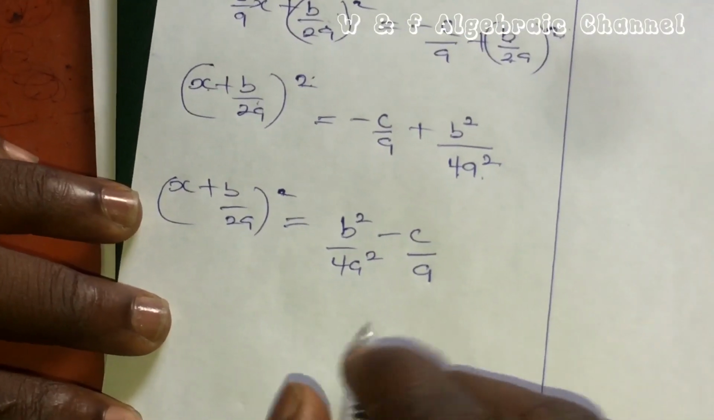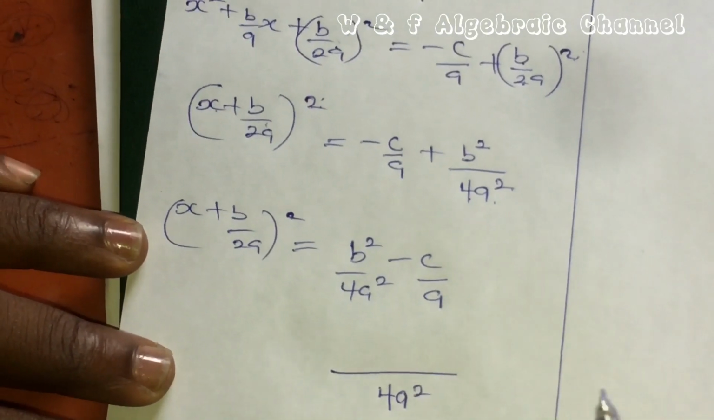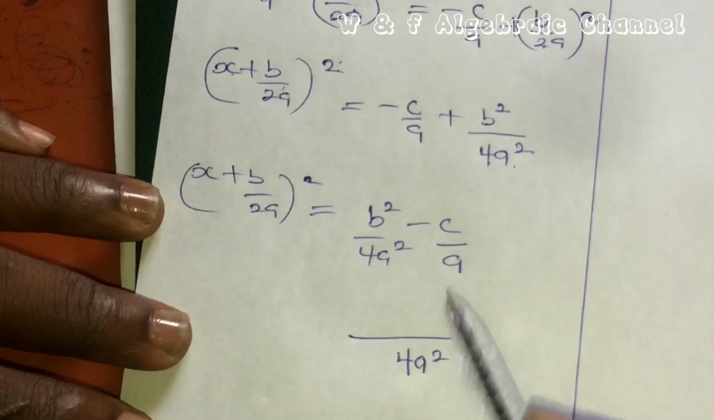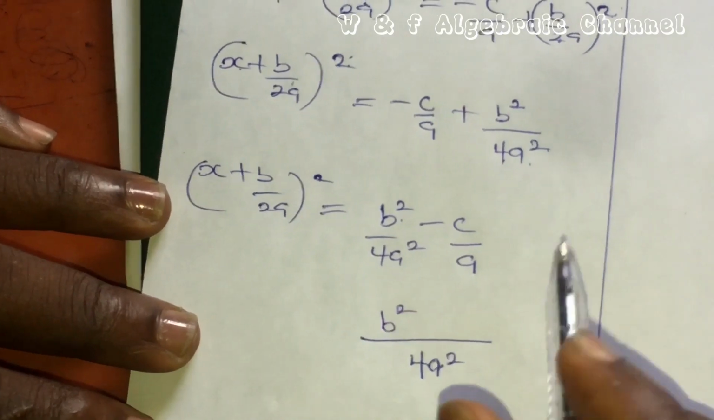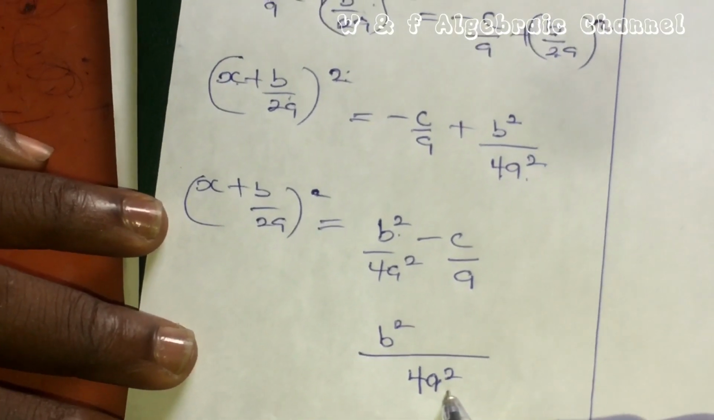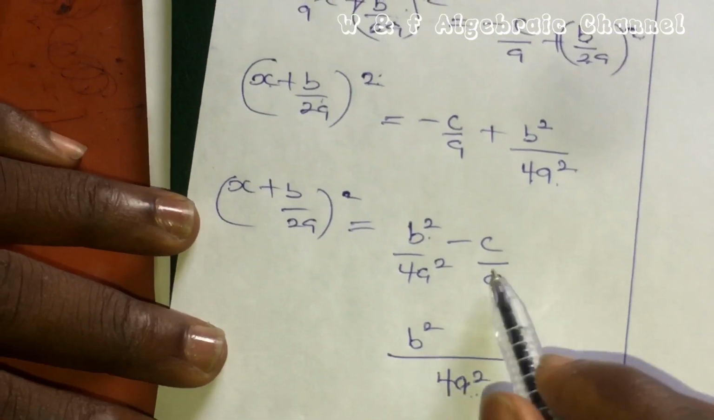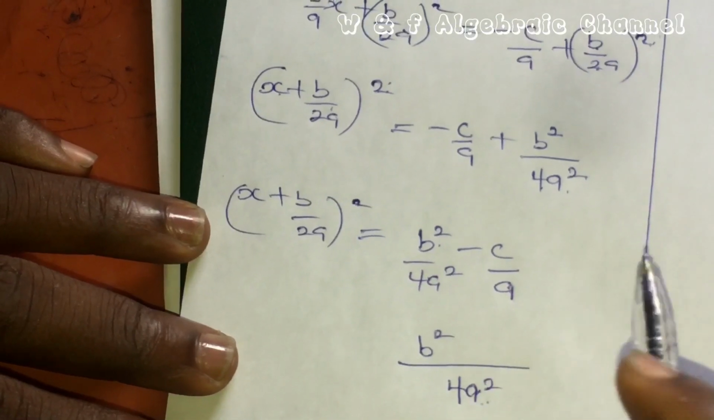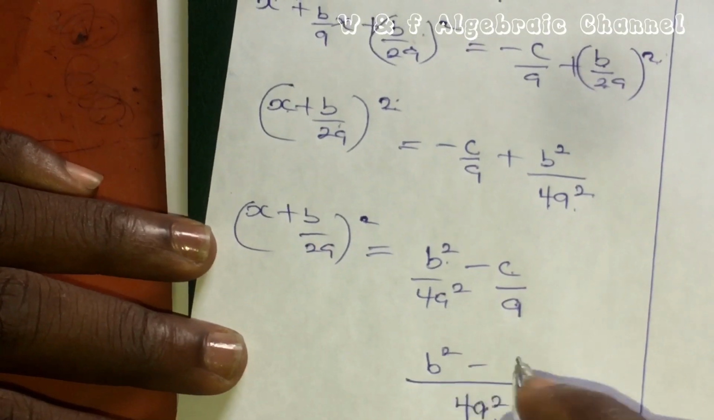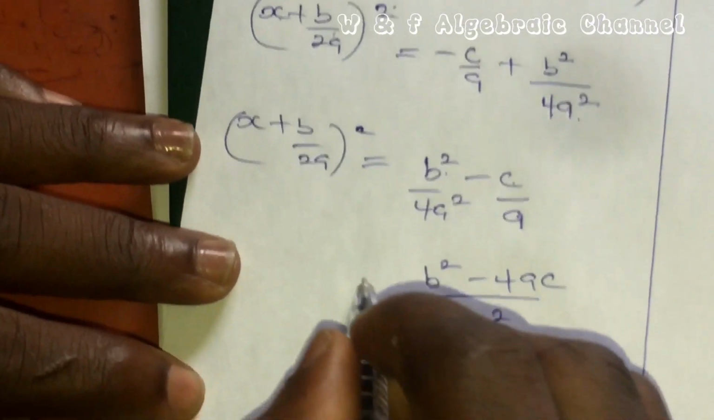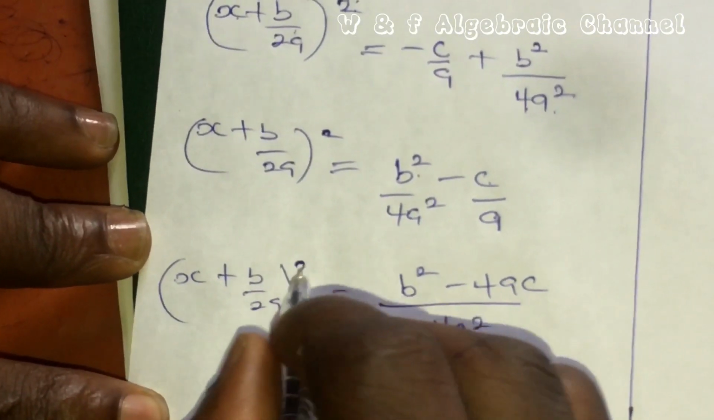Let's work with the right hand side first. We are going to find our LCM. What's our LCM? Our LCM is 4a squared. This going into this will give us 1. 1 times b squared, we have b squared. This going into this, we are left with 4a, because a out of a squared leaves a. Then 4a times a will give us 4a squared. So 4a times c will give us minus 4ac. Then let's bring this down: x plus b all over 2a squared.